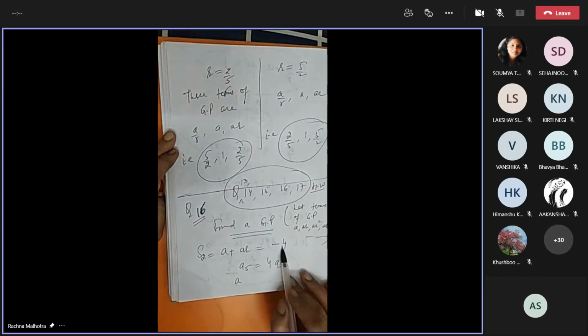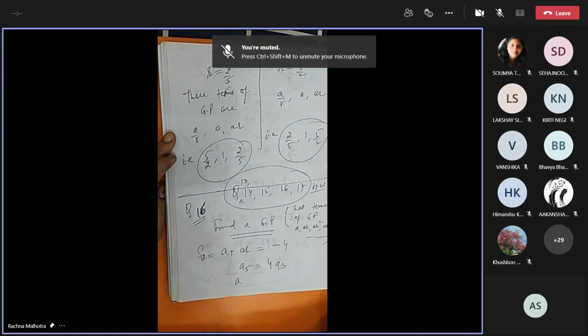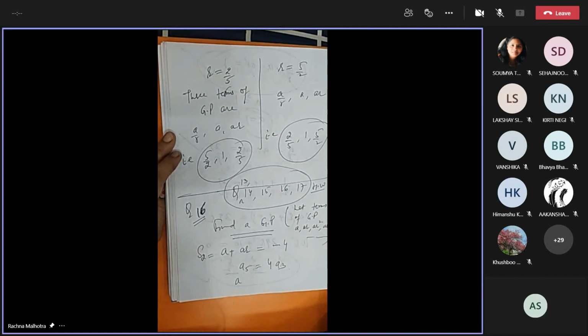Sum of first two terms is minus 4. Fifth term is 4 times the third term. Please tell me what is A5. How can we write A5? Nobody knows how we can write A5. Fifth term.